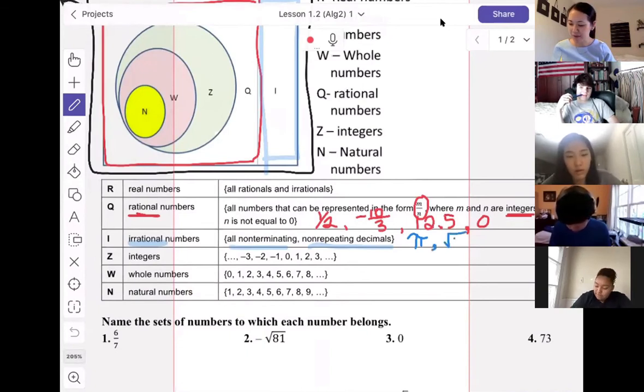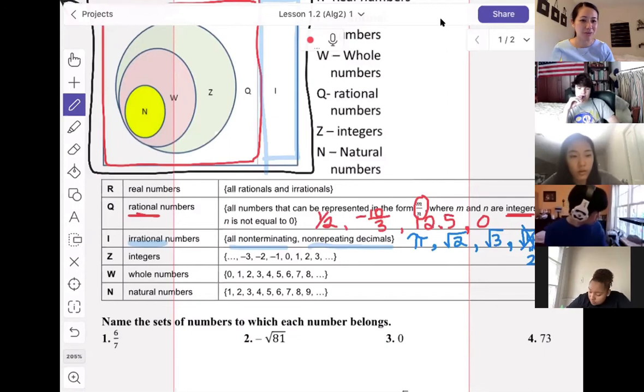Another one would be like rad 2. If you put that into your calculator, it's a decimal that keeps on going without repeating. Rad 3 for that matter. Not rad 4 though, because rad 4 is equal to 2, which is a rational number. But rad 5, yeah. Any radical you can't simplify to a nice number would be considered an irrational number.